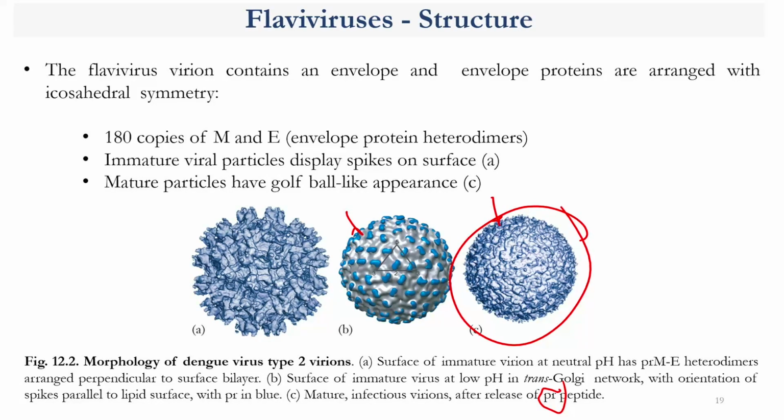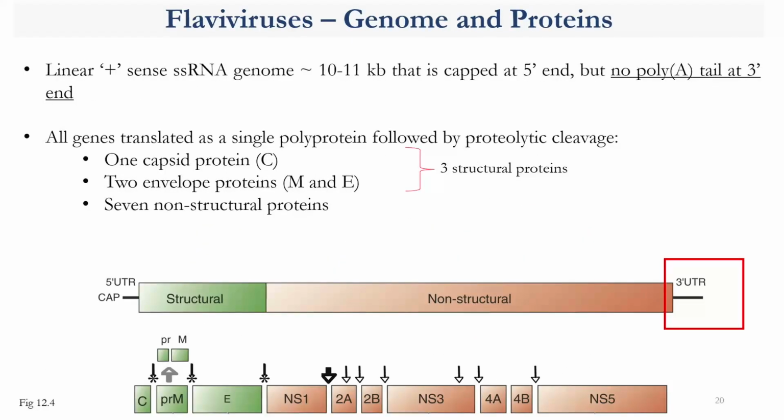All right, let's look at the genome. It's, again, a positive sense linear single-stranded RNA genome. A bit larger, about 10 to 11 kilobases. It has a cap on the 5' end, but the feature that's different here is that it does not have a poly A tail, okay? So there's no poly A tail at the 3' end, as you can see here, okay?